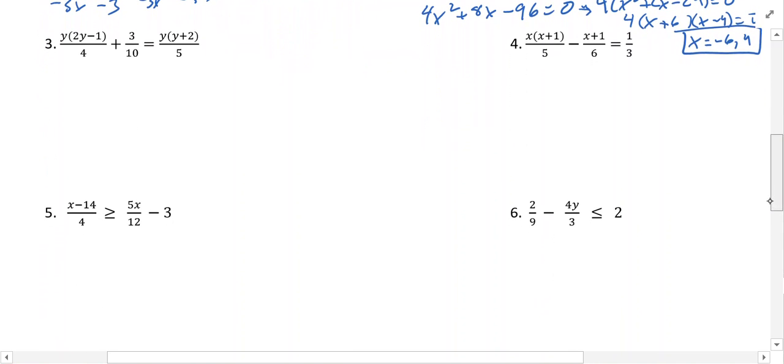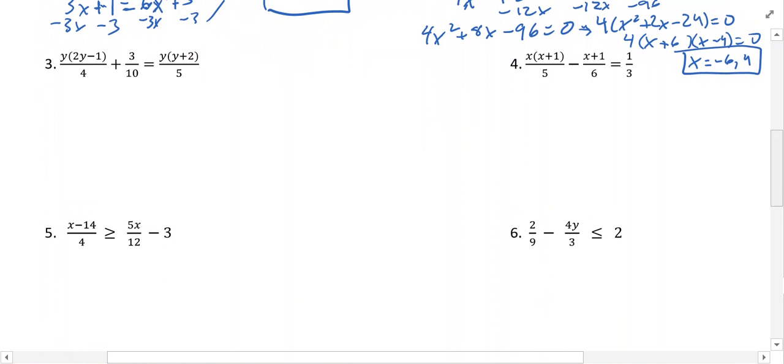Okay, so let's go ahead and go to the next one. So here, again, we want to look for the common denominator between 4, 10, and 5. So that would be 20. And again, you're distributing it to all the numerators and simplifying, but I'm just going to simplify from the beginning. So 20 divided by 4 is going to leave me with 5y, parentheses, 2y minus 1. And then in the middle, 20 divided by 10 is 2, so this is plus 2 times 3. And here 20 divided by 5 is going to give you 4, and then y, parentheses, y plus 2.